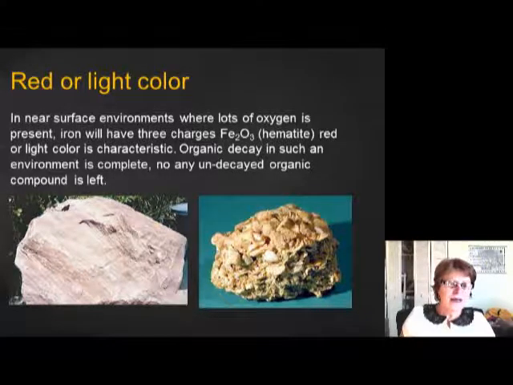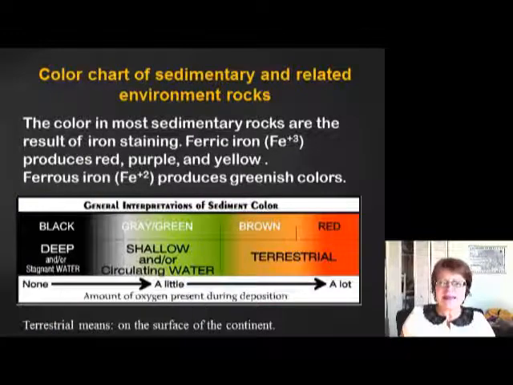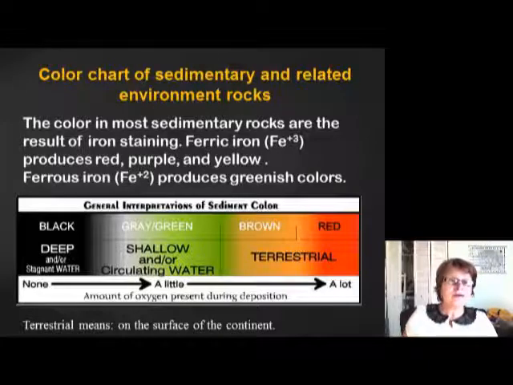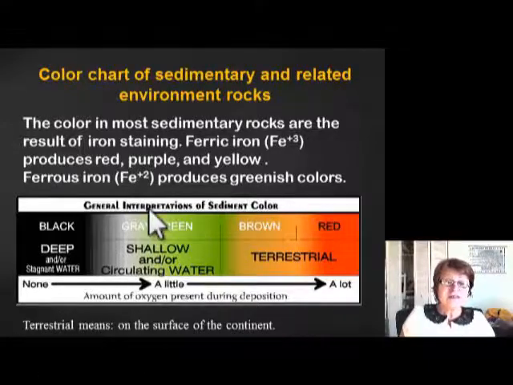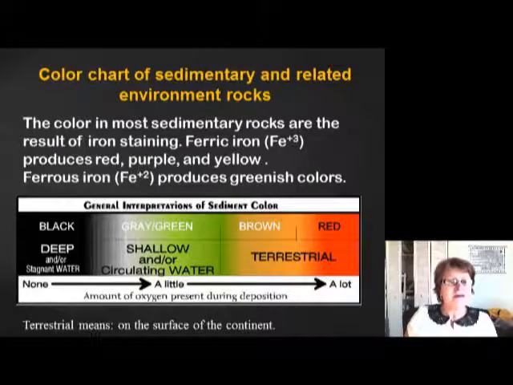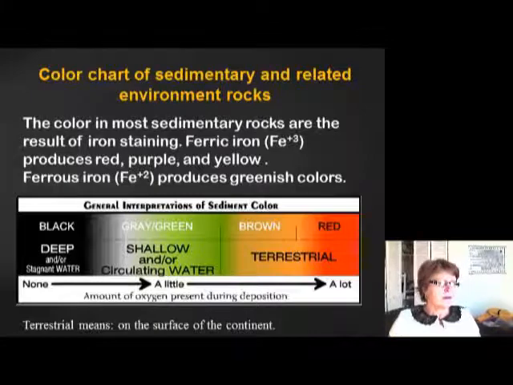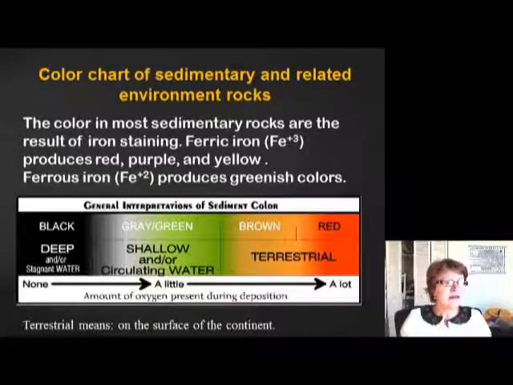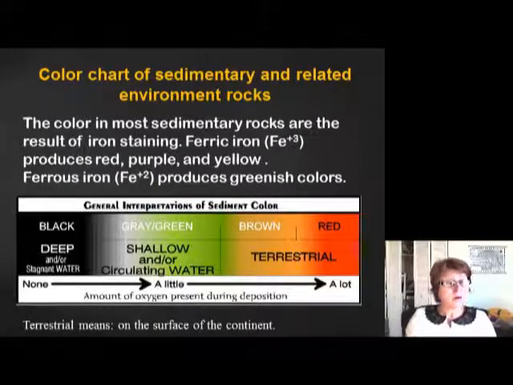And now I have this slide here, and that just shows you how the color relates to the environment. As you can see, the black and dark color, which includes the undecayed organics, will just about always form in deep or stagnant water. Where would you have stagnant water?